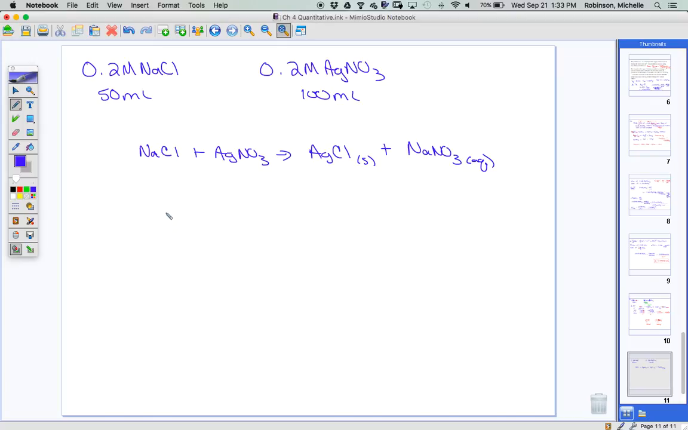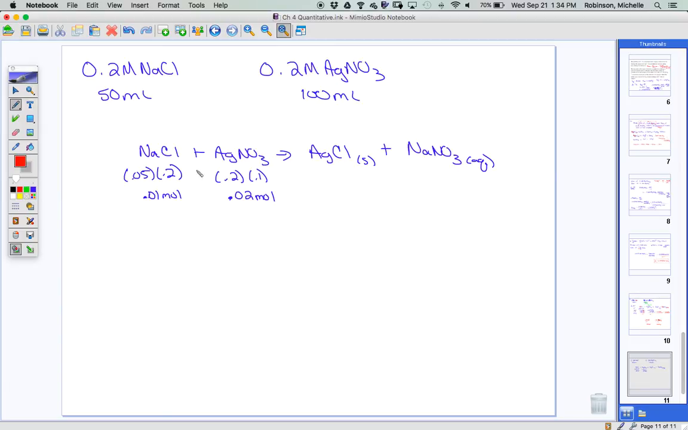All right, so the 0.05 times the 0.2 still gives us the 0.01 moles of NaCl. This time we have 0.2 times 0.1, so we get 0.02. I missed the 0, didn't I? Yeah, this is 0.01, and this is 0.02 moles. We agree?